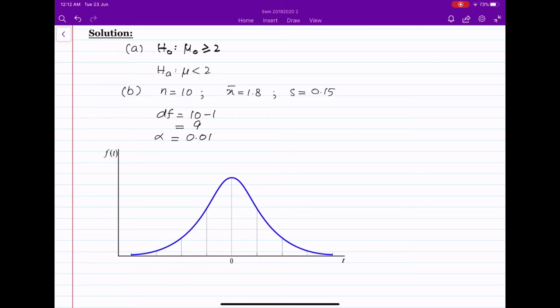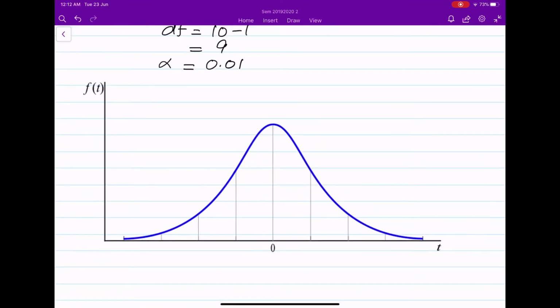Since degrees of freedom are 9 and alpha is equal to 0.01, it is exactly the same as in the previous example. So instead of going through the same procedure of locating the value of t in the table, I can simply write the same value here. t is equal to minus 2.82. This is the critical value now.